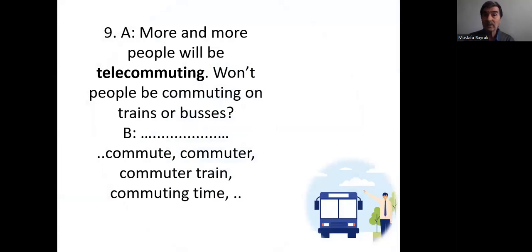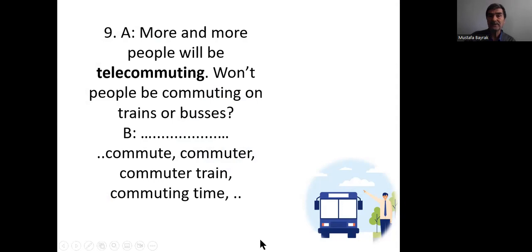9. More and more people will be telecommuting. Won't people be commuting on trains or buses? Yes, some people will be commuting on trains and buses, but fewer people will be commuting on trains and buses. More and more people will be telecommuting, means will be working at their homes. They will be working in their home offices.